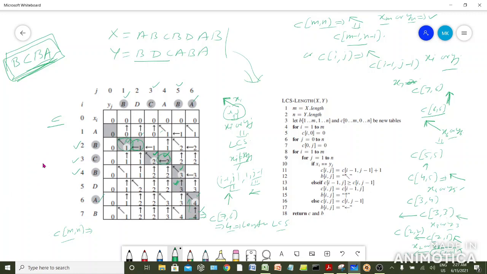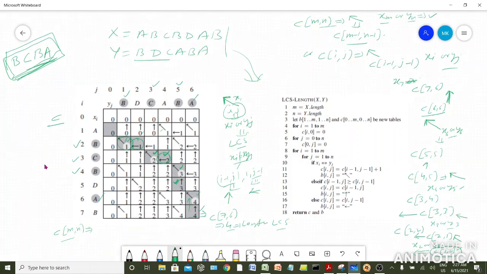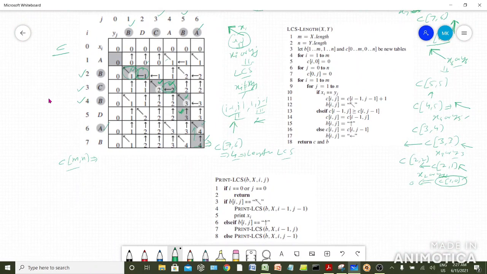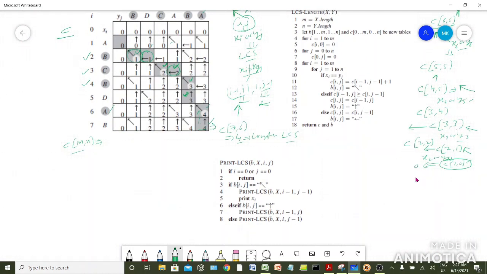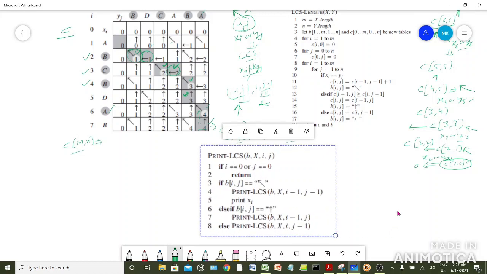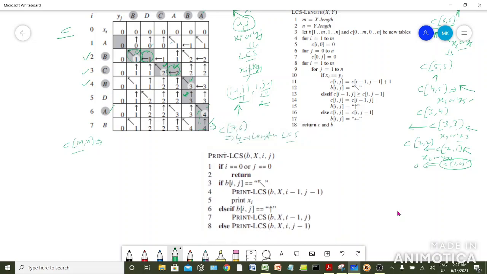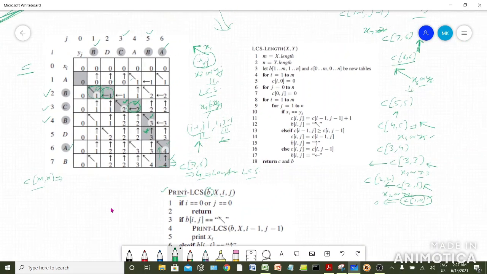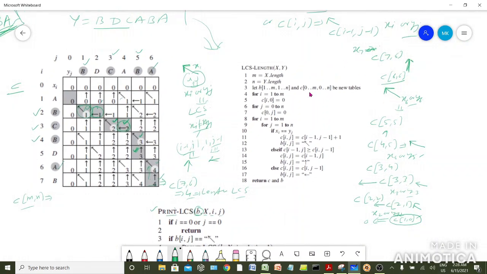Now let us have a look at the algorithm for doing this. So this is the algorithm for printing your LCS. Now try to understand this. What exactly it says is that we have the algorithm named print LCS. B, X, I and J are passed to it. Now what exactly is this B? This B is the matrix containing arrows.